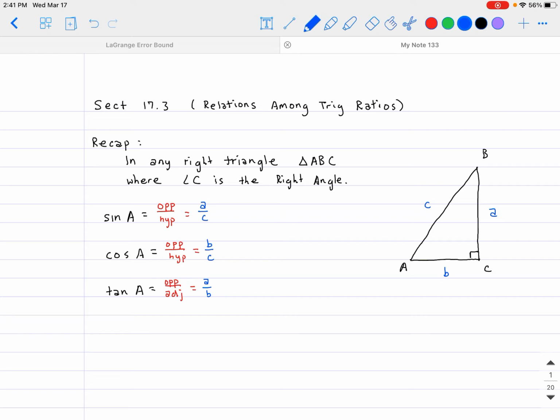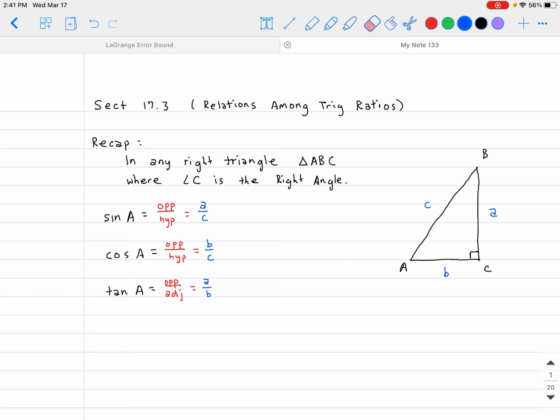Just as a recap, what we learned in the last couple of sections were the three trig ratios: sine, cosine, and also tangent. For each one, they represent a certain ratio. Sine is defined as the opposite side of the angle divided by the hypotenuse, assuming all of this is in a right triangle. Cosine is the adjacent over the hypotenuse, and the tangent of the angle is the opposite over the adjacent.